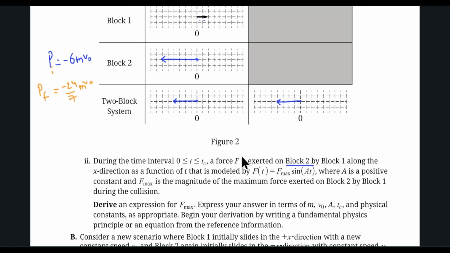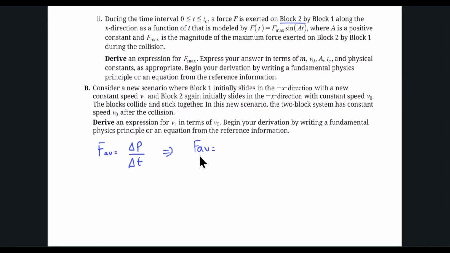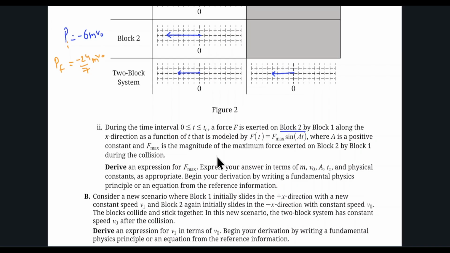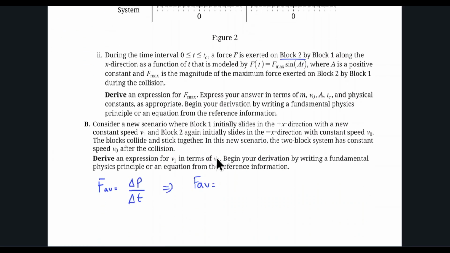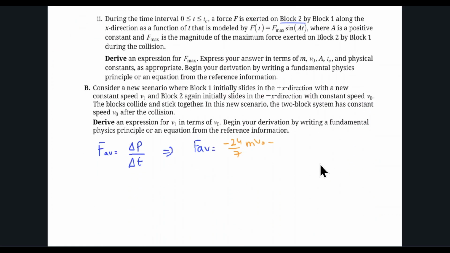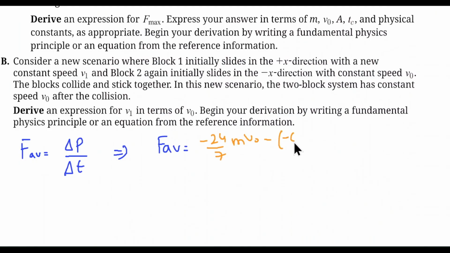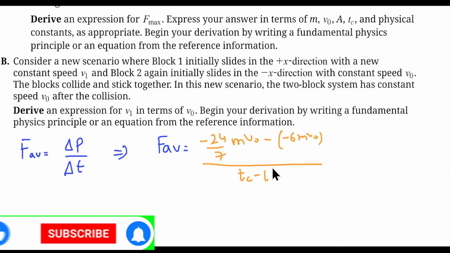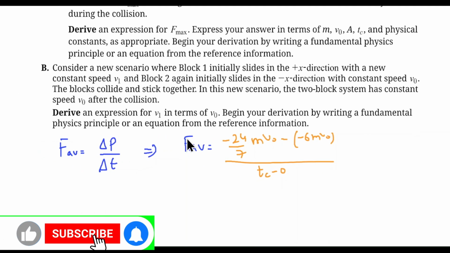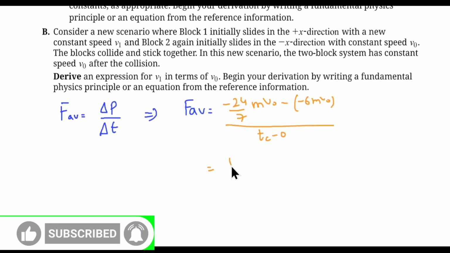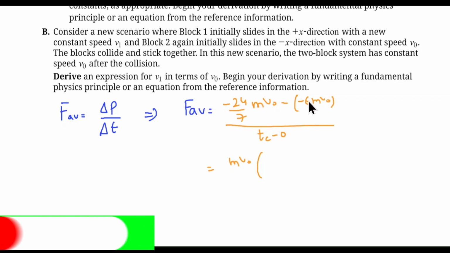Okay, what is the change of this? Because that's what we are looking for. The change is the delta P, and delta T we already know. So this change will be negative 24 over 7 mv0 minus 6mv0, over Tc minus 0, because it starts from 0. Let's do this. So mv0 can be taken out, and 6 minus 24 over 7 times 6 is 42.